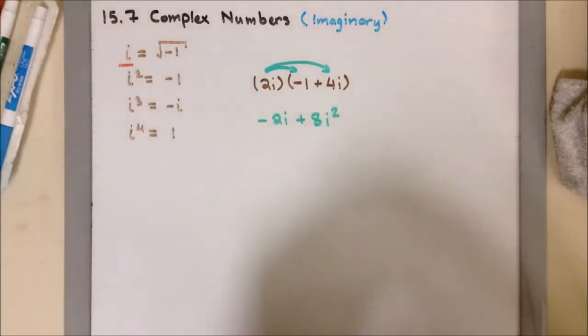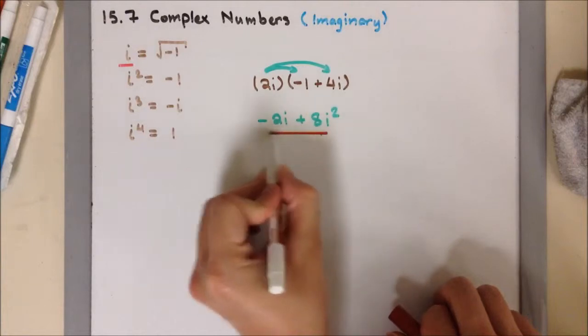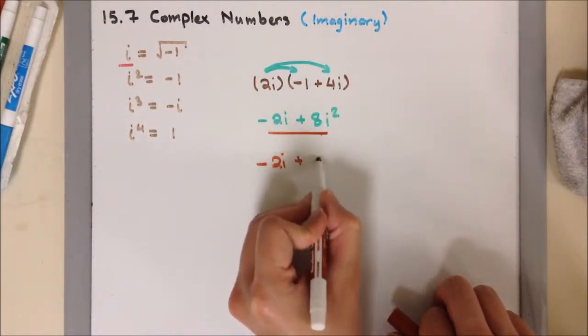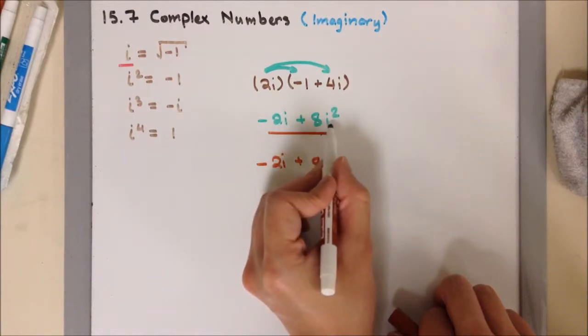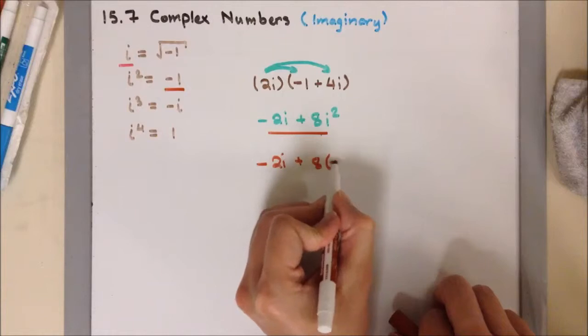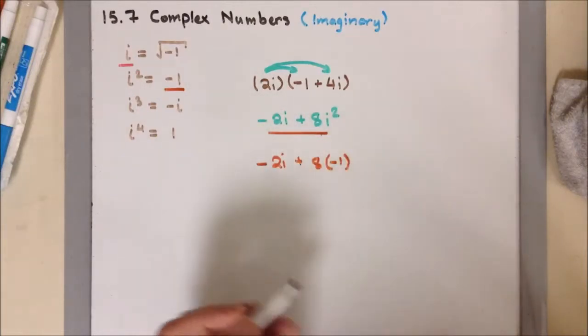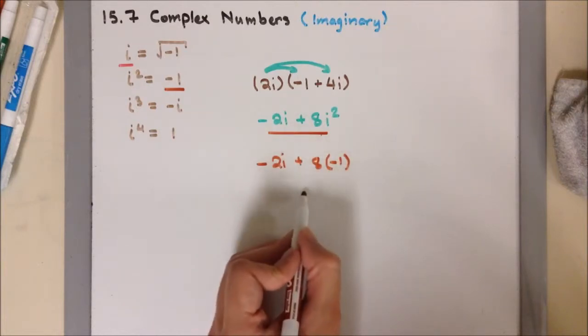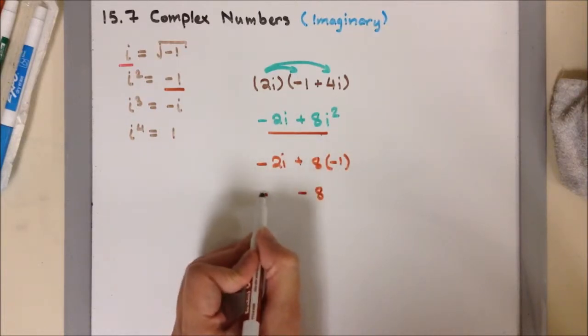So I'm going to rewrite the whole thing here. So it's going to be -2i plus 8. For i squared, I'm going to write in -1. So parenthesis -1 because it's multiplying. So here, positive 8 times -1 will be -8. And then bring down the 2i.